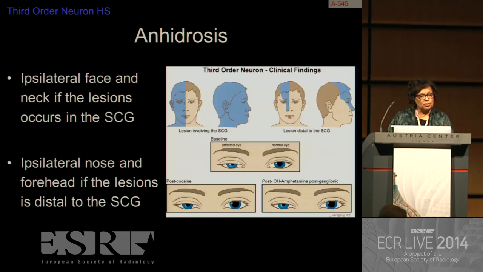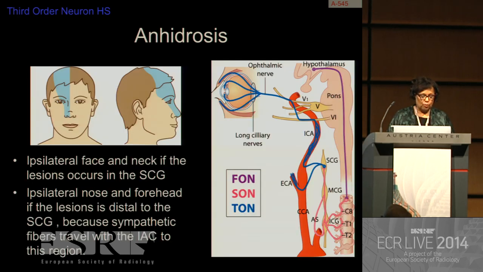The anhidrosis may help you determine where the lesion is located. If the anhidrosis is ipsilateral to the face and neck, that means the lesion is in the ganglion. But if it's distal to the ganglion, the anhidrosis will just be to the nose and forehead in this region. And again, the eye findings: you're going to see that the pupil dilates after the administration of cocaine, but it does not dilate after the administration of hydroxyamphetamine. So that's how you can differentiate between the pre- and post-ganglionic Horner syndrome.